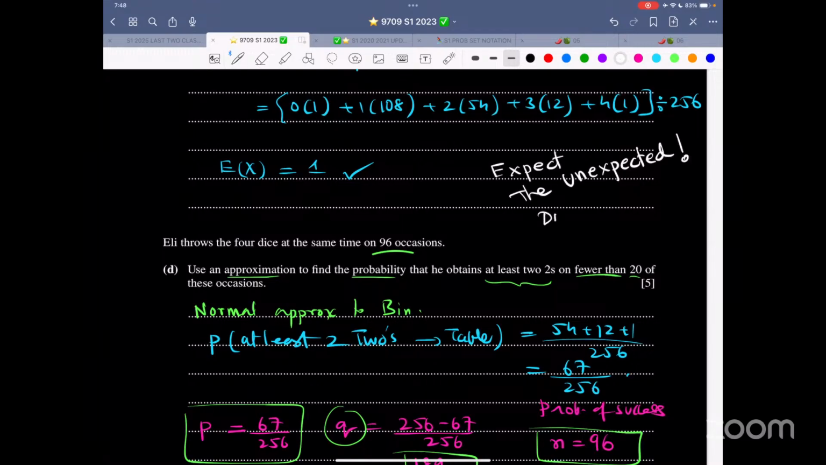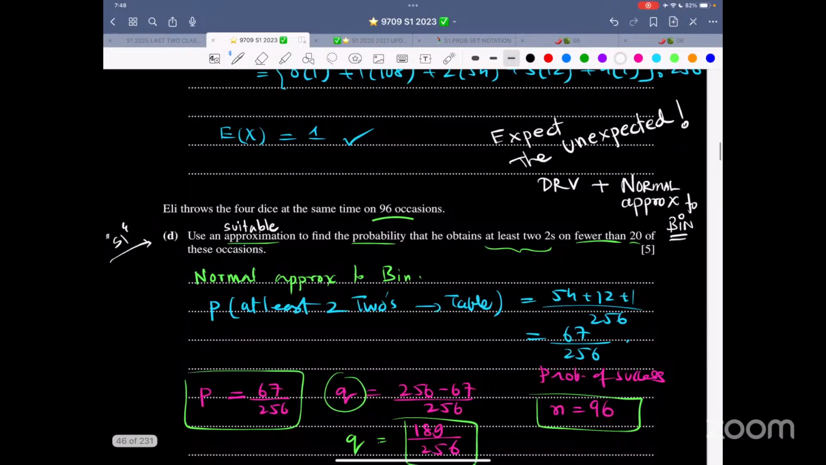So now this is like a combination of DRV and normal approximation to binomial. Because it was binomial, and then you do the approximation, that is the only suitable approximation that we work in S1. In S2, yes, you work with more approximation. So now it says Ellie throws the 4 dice at the same time on 96 occasions. That 96 is the number of trials.